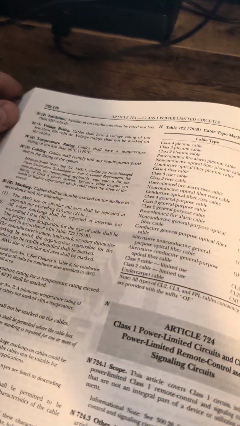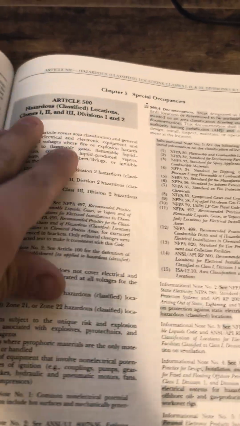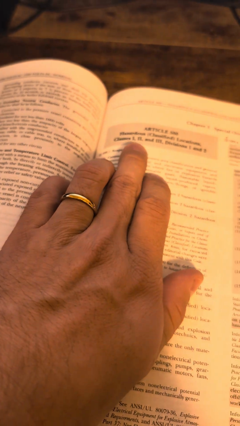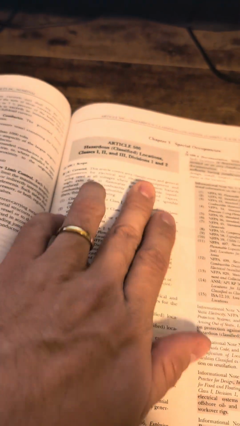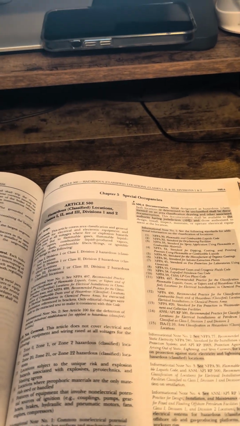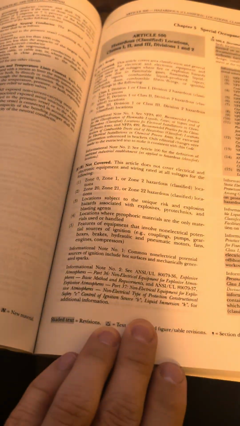Again, that was the tab that I showed you previously. So we'll just jump right back to that section. There is no class 4. There is only class 1, 2, and 3, division 1 and 2. So we have basically a 33% chance of getting this right, because class 4 should automatically be a giveaway.